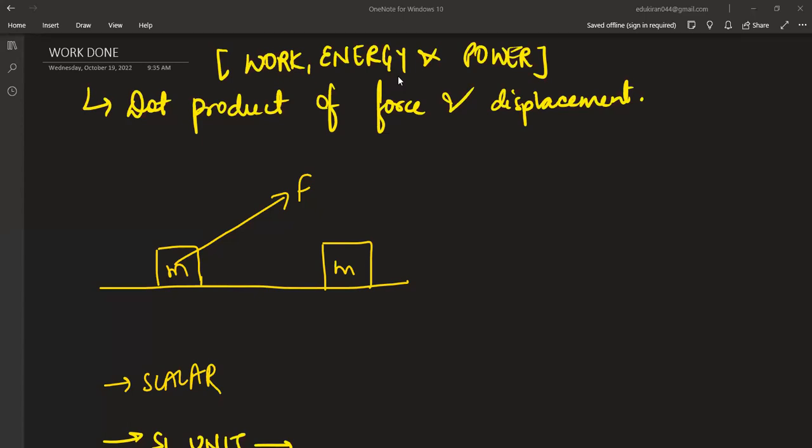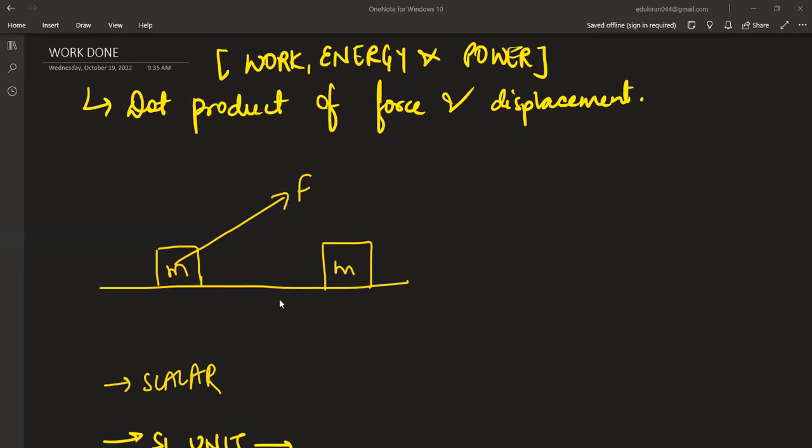Work done is in any way a very small topic. Power is also very small, so you will be able to manage. And apart from these three, you have a topic, collision, which we'll be doing once we are done with power. So again, I'm telling you, this is not a very lengthy lesson. This will not take so much time. Just pay attention in the class. That will be sufficient. And revise it once after the class.